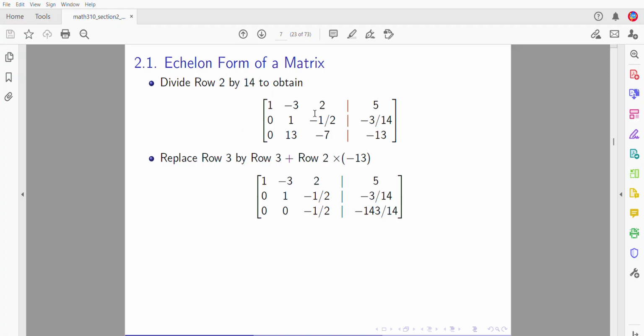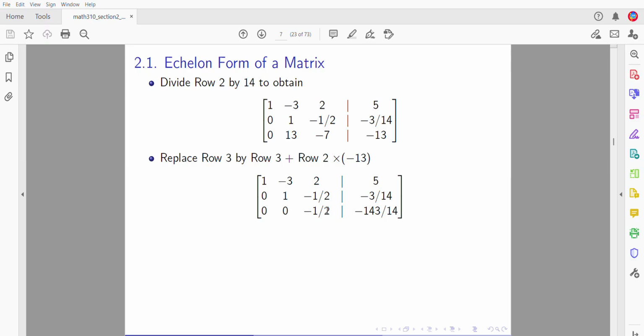Notice negative times -12 is +13 over 2. +13 over 2 minus 7 is -12. -13 times -3 over 14 is +39 over 14 minus 13. Check my calculation. Make sure you get this. That's fantastic. Now we have the third row where it's 0 here and some fraction here.